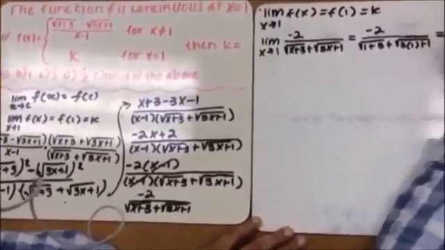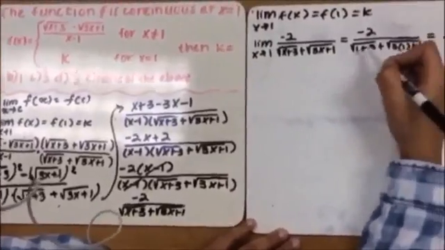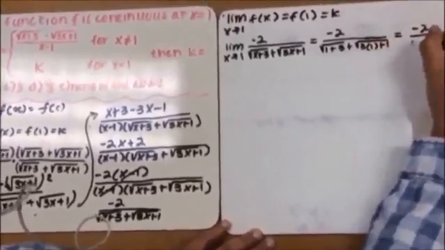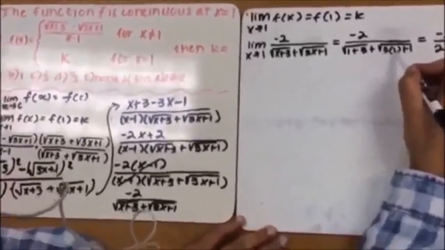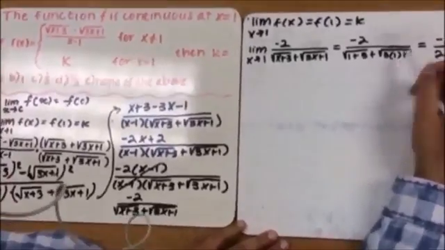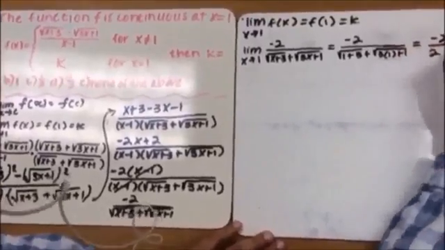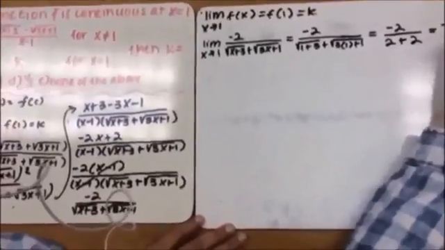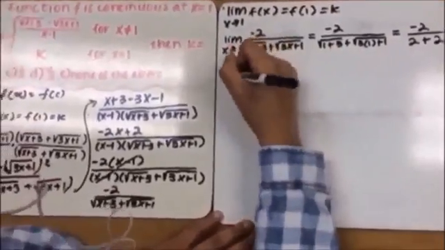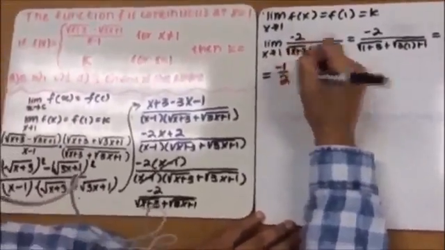which, if you simplify, you will get negative 2 over, 1 plus 3 is 4, and the square root of 4 is 2, as well as over here, 3 times 1 is 3, plus 1 is 4, and the square root of 4 is 2, so 2 plus 2, which is equal to negative 2 over 4, which is equal to negative 1/2 if you simplify it further.